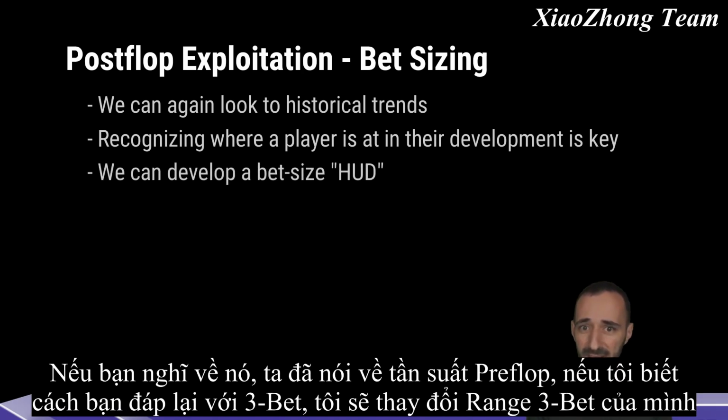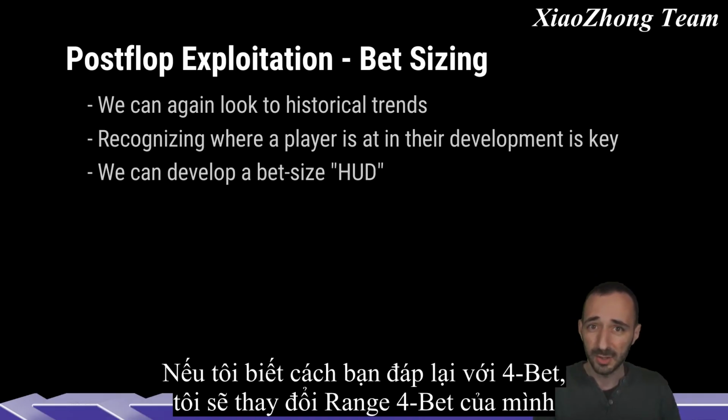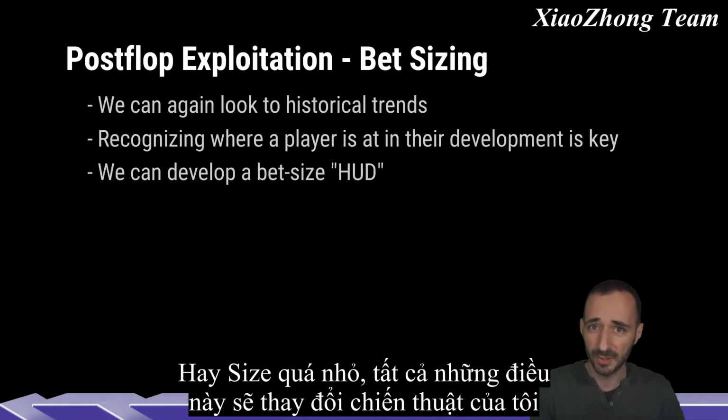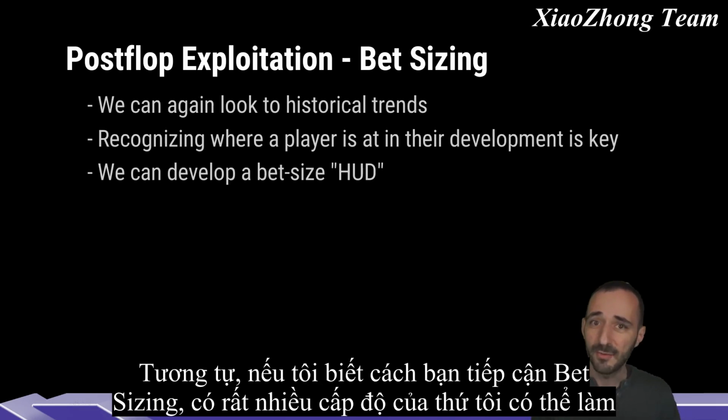Because if you think about it, we talked about preflop frequencies, and we said if I know how you respond to a 3-bet, I'm going to change my 3-bet range. If I know how you respond to a 4-bet, I'm going to change my 4-bet range. And if I know that you construct your range in a linear way or a polar way, or you size too big or too small, all of these things change my strategy. So similarly, if I manage to figure out how you approach bet sizing, there are many deep levels of stuff I can do. There's tons of stuff we can do.